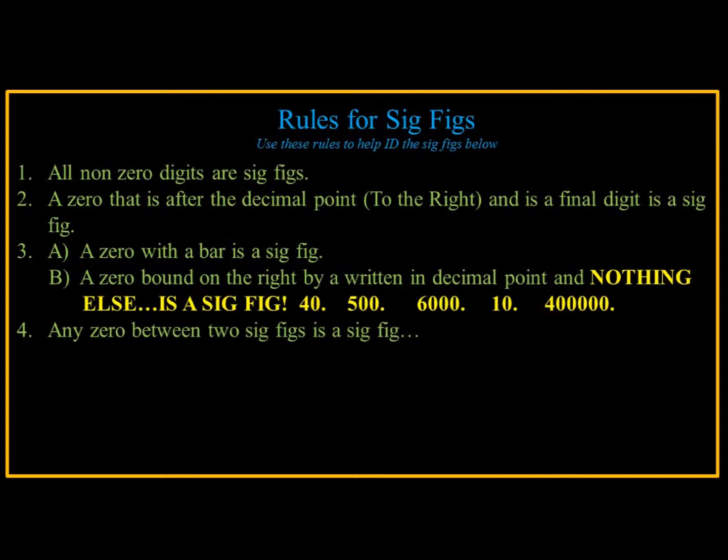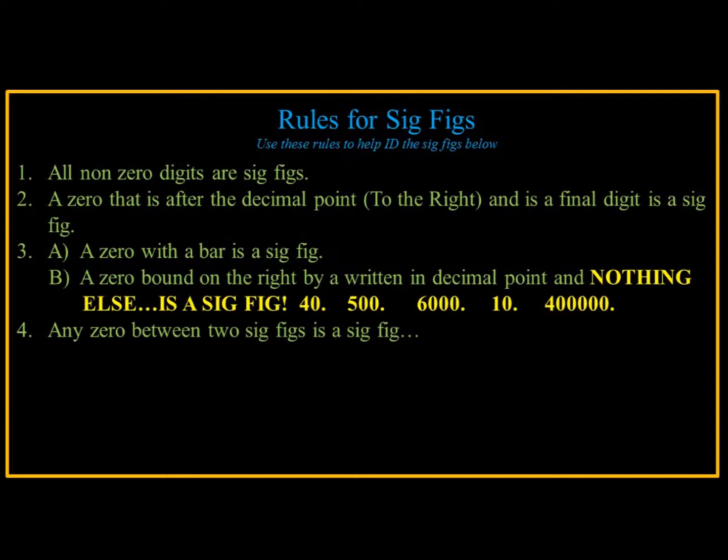If I put a 0 next to that, so it was 1,234 and 120 thousandths, that 0 on the far right would be the final digit. And according to rule number 2, a 0 that is after the decimal point, to the far right, and is a final digit, is a significant figure. A 0 with a bar is a sig fig.